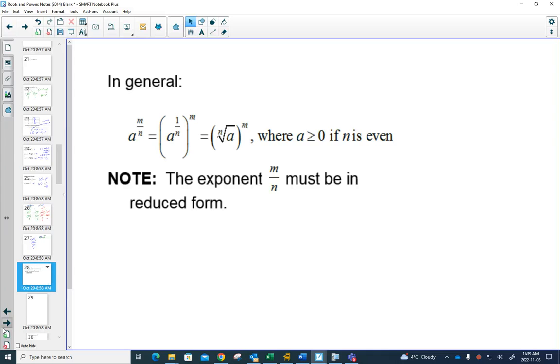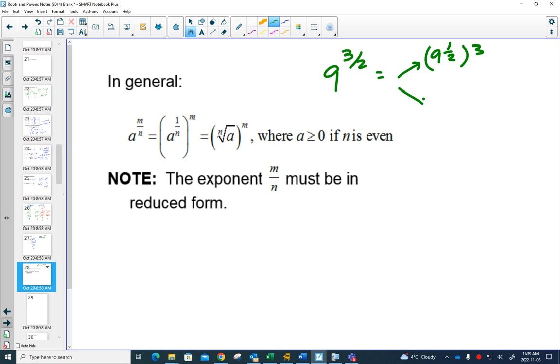I think that's pretty cool. So in general, if you have a fraction, if I have 9 to the 3 halves, I can either do 9 to the half cubed, or I can do 9 cubed to the half. But generally, we like to do the half first.